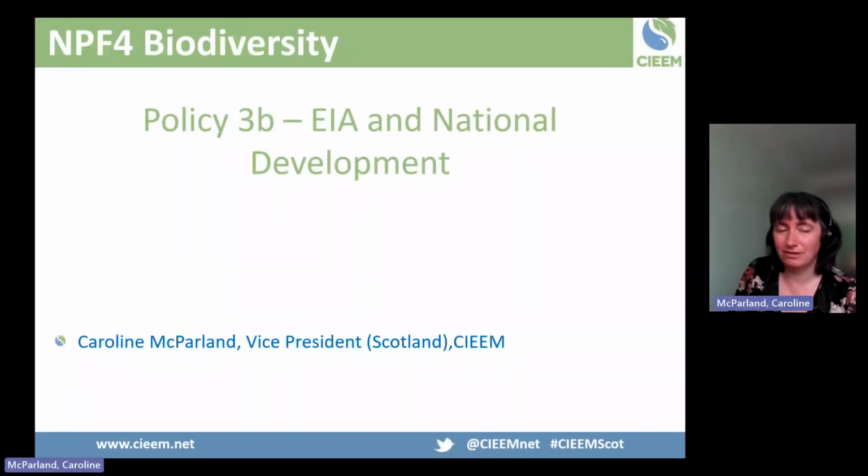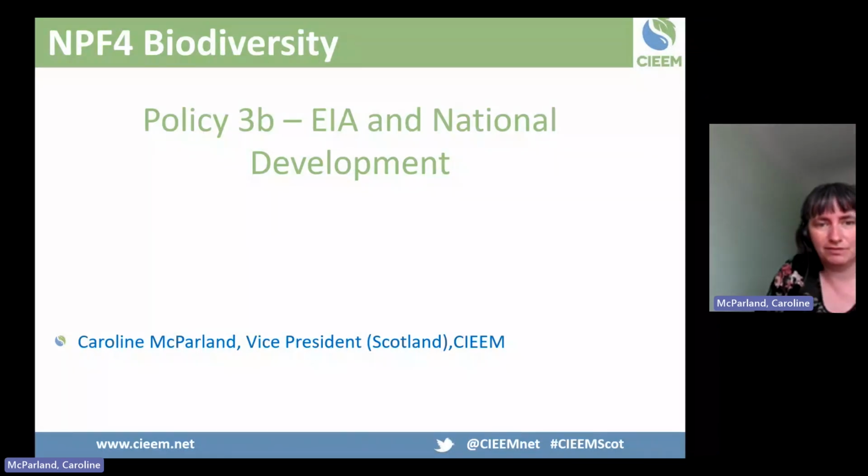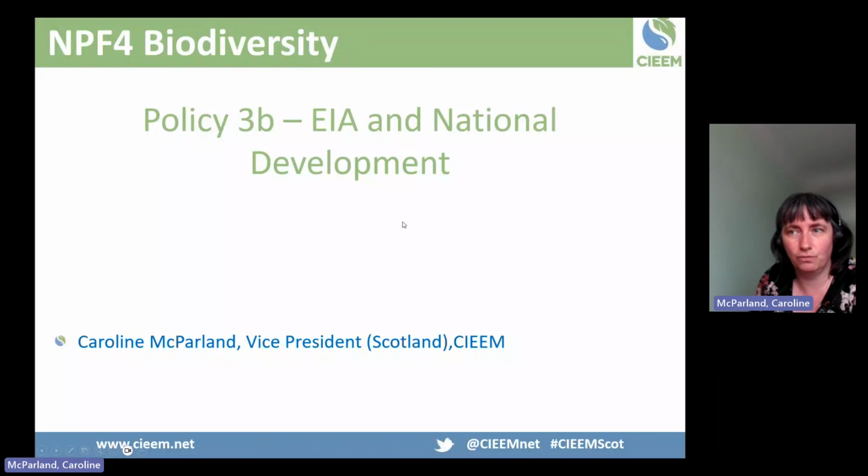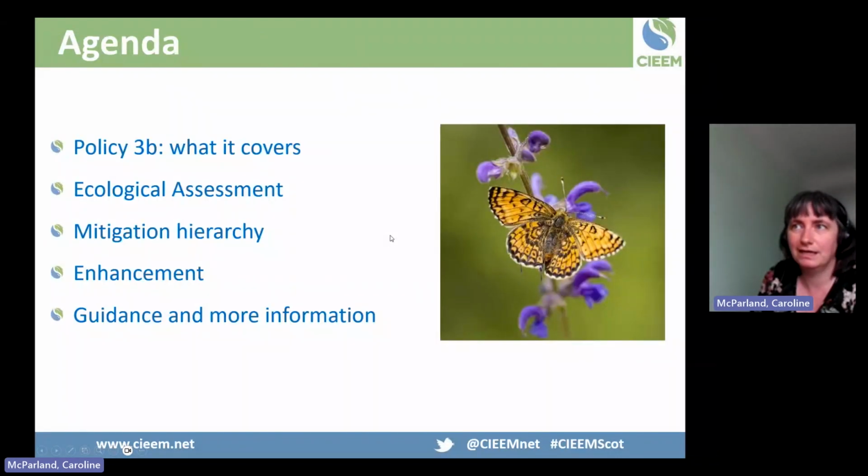So really just an overview of what Policy 3B says and some of the key information in it as to what planners should be expecting to see on any planning application that meets all the criteria for Policy 3B. Hopefully some of it will be familiar to you already in terms of what it covers around following the mitigation hierarchy and what an ecological assessment should contain. And then a few notes on what to look for when you're seeing a robust enhancement that meets the criteria for the policy as well.